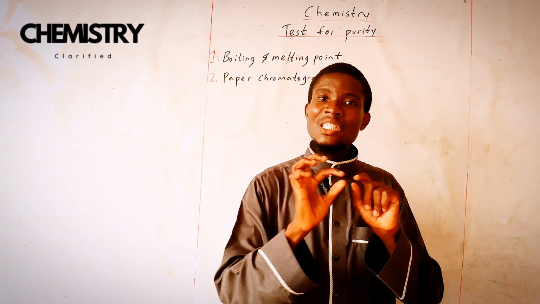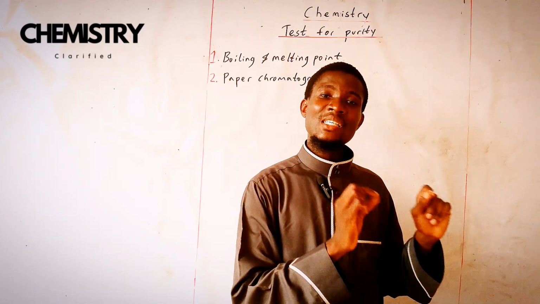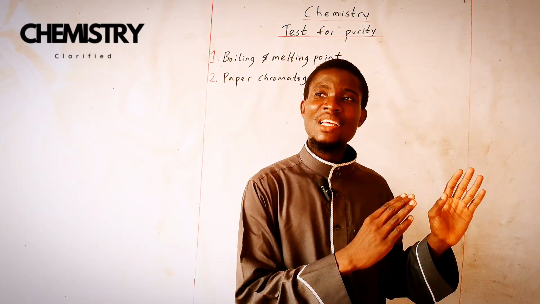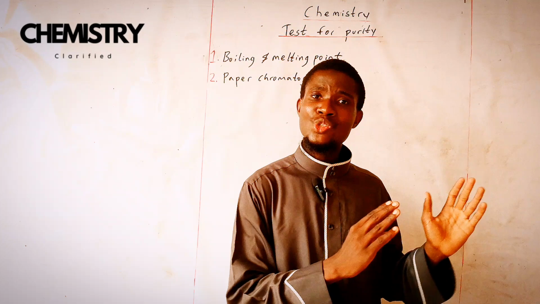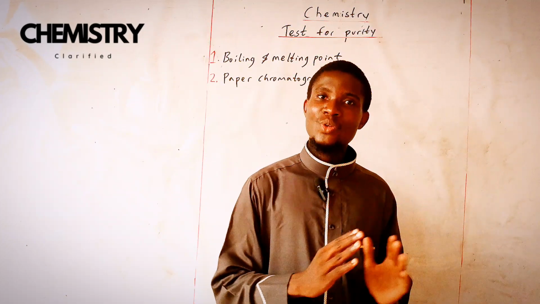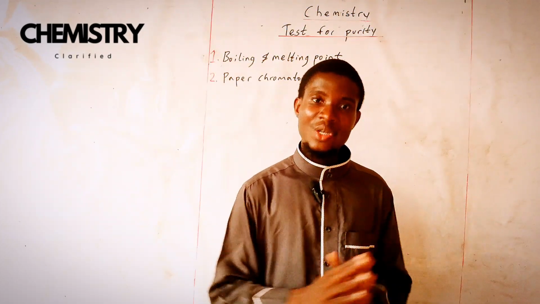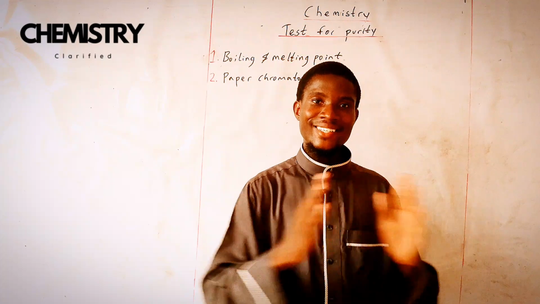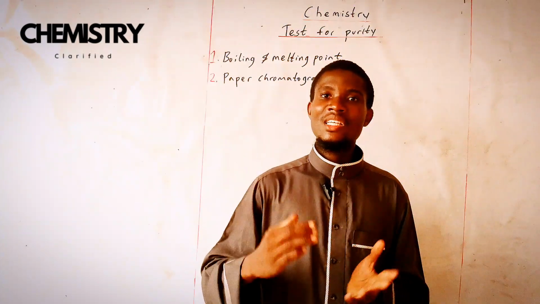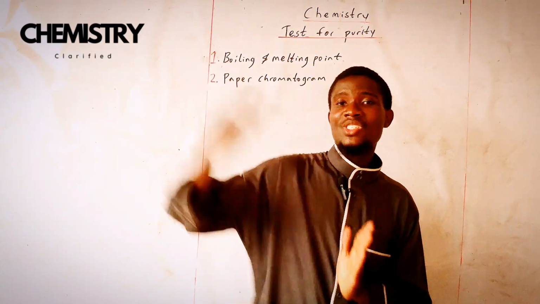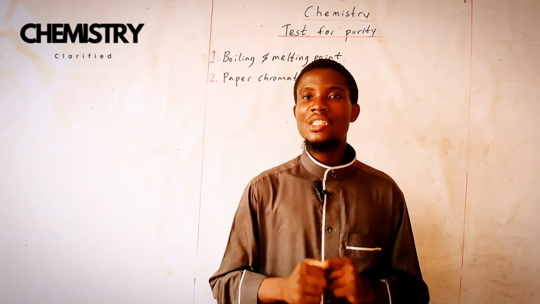So it will not melt at a range, but if there is impurity present, it might start melting at about minus 3 degrees Celsius, minus 2 degrees Celsius, it is still melting, minus 1 degree Celsius, it is still melting, 0 degrees Celsius, it is still melting. So that is a range. It doesn't melt immediately. The same applies to boiling. If it boils at a range, that means there is impurity present.